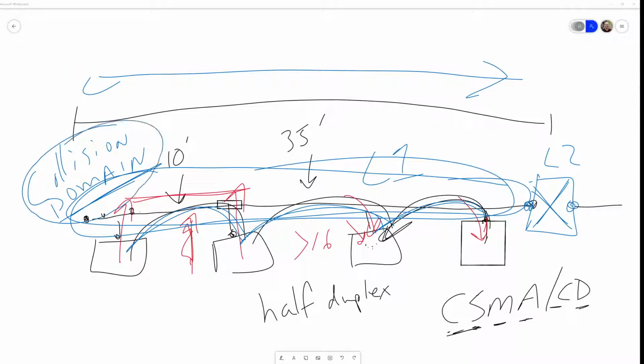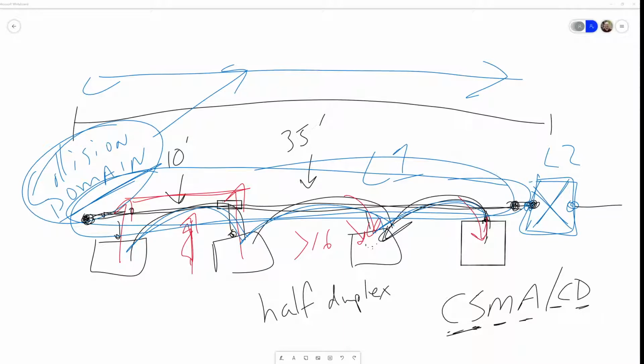Okay, so this would be the collision domain from the terminator of this cable on the end to where the terminator was previously, or where we've disconnected the terminator and now connected it into a layer 2 device. Okay? So we had the collision domain.